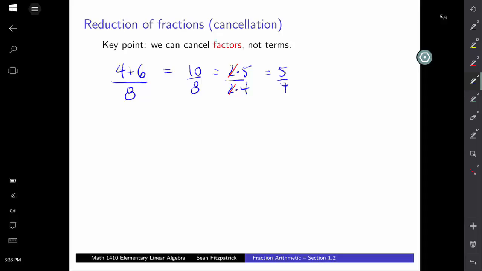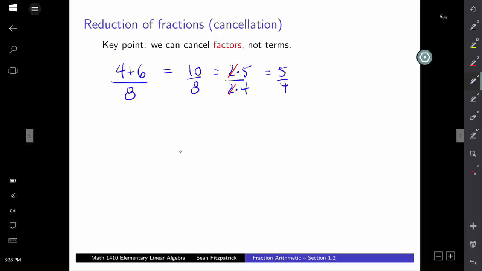Or you could think of it initially, well, there was a common factor. I could factor out a 2. This is 2 times 2 plus 3, using the distributive property, and then cancel the 2's right away. But we can cancel in a situation like this, right? But there's a tendency to want to cancel things that you're not allowed to cancel.